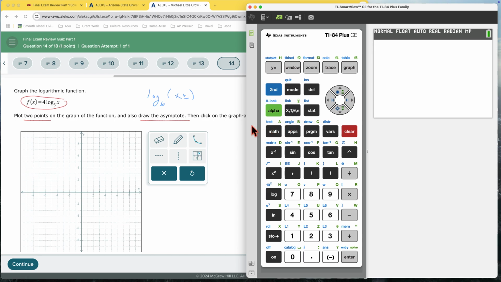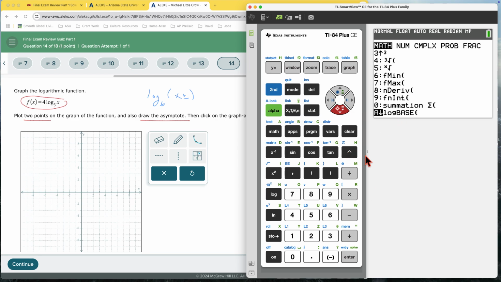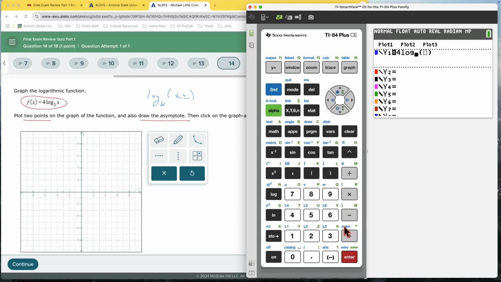Always good to take the graphing calculator. Let's go ahead and graph this. So y equals, we're going to do 4. For the logarithm, if you have this feature, what we could do is log base 3. If you've got an older calculator, you won't be able to do this, but I'll show you in just a moment. So log, and then the log base is down here a little bit. There it is, log base. So now you can put in log base 3 and x. We're going to graph it.